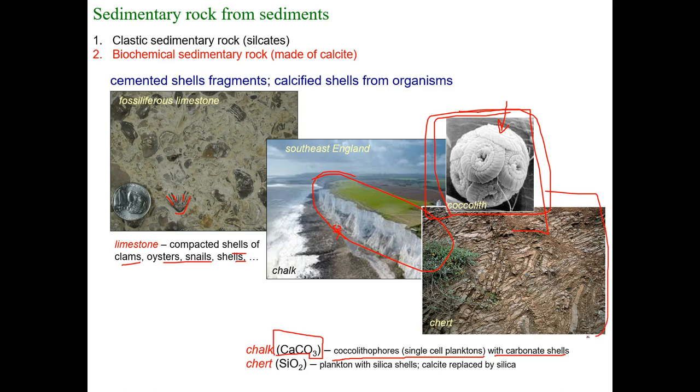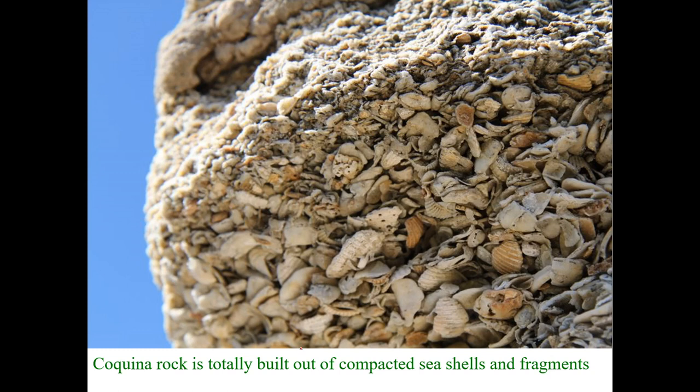Chert is not limestone. It's not made of calcite. It's made of SiO2, microcrystalline quartz, so it's a very fine-grained quartz. It's actually more like obsidian than it is like quartz crystal. These are composed of plankton with silica shells instead of calcite shells. For example, radiolarian-type microorganisms, plankton, give us silica like that and form chert.